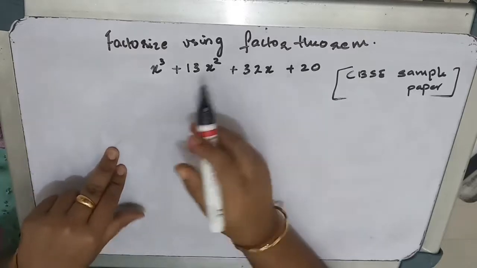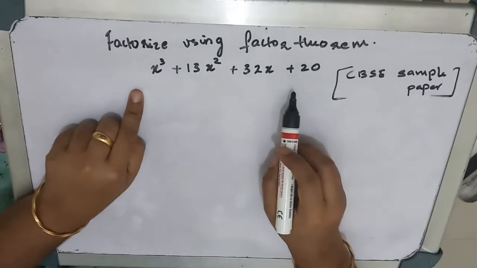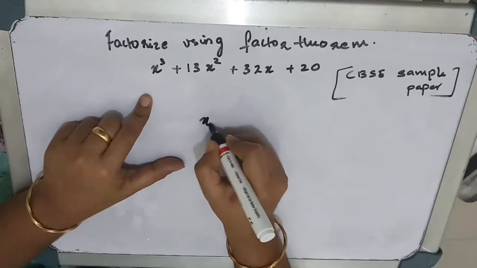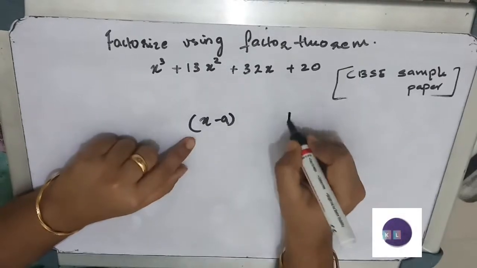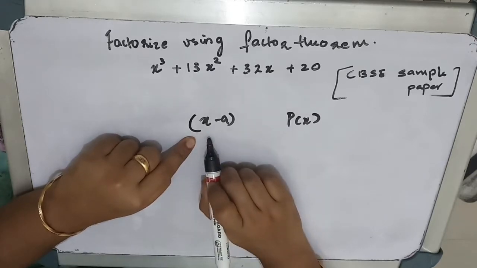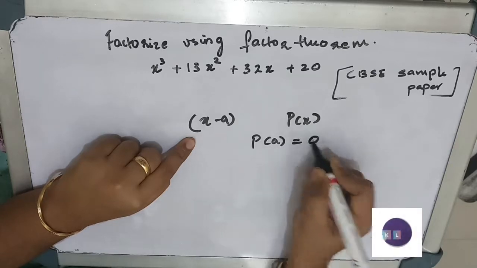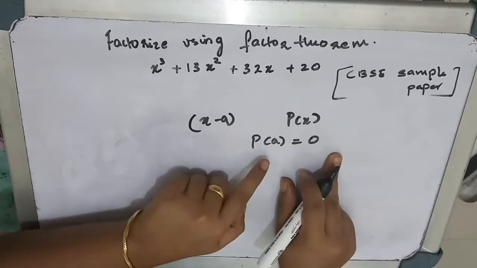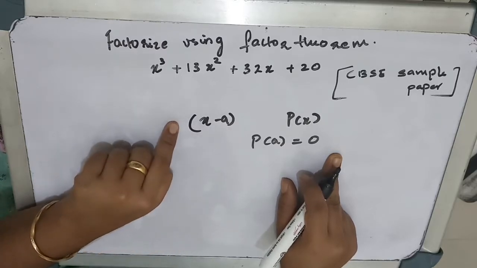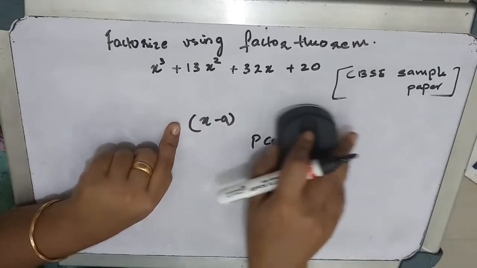Now let us see this question. Factorize using the factor theorem x cube plus 13x square plus 32x plus 20. Now what does the factor theorem state? Factor theorem states that if x minus a is a factor of p of x, where p of x is a polynomial, then p of a must be equal to 0, and vice versa. If p of a is equal to 0, x minus a will be a factor of the polynomial p of x. So this is what the factor theorem states.